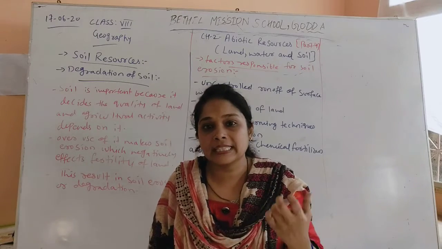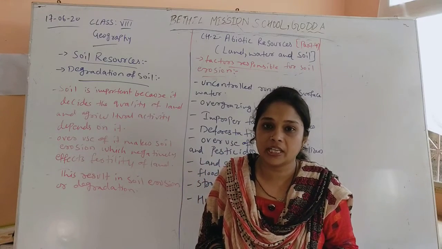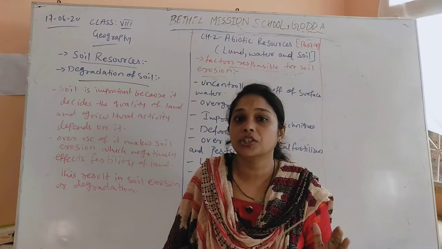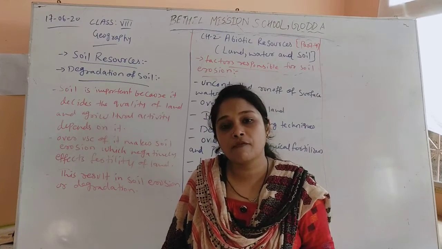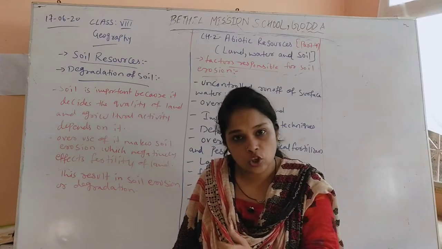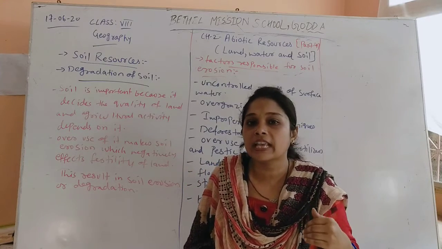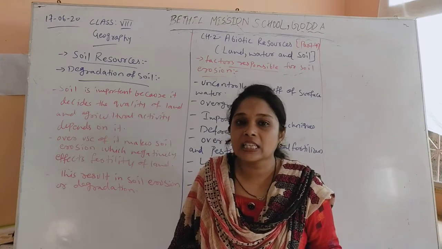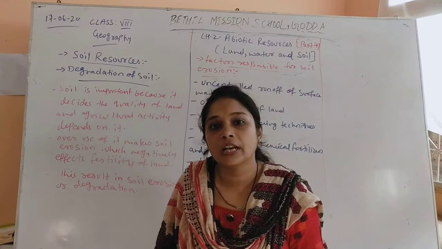So our food need is satisfied through agricultural activities, and agricultural activities depend upon the fertility of land, and the fertility of land depends upon the soil. So this is a chain which says that soil is very important due to the quality of land, and agricultural activities depend upon the fertility of soil.